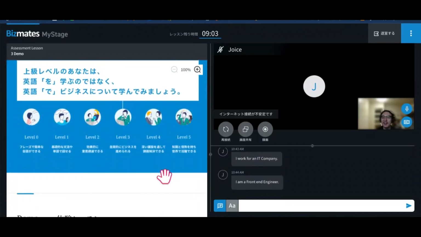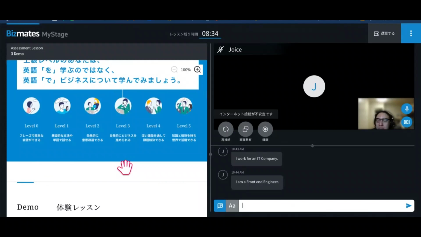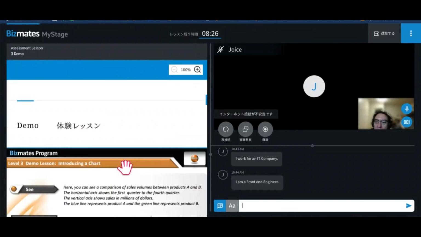All right, so these are our different levels here at Bizmates: Level 0, 1, 2, 3, 4, 5. You are here in Level 3. This is the highest demo that I can give you. But of course, if it is too easy for you, you can always email Bizmates to change your lesson to Level 4 or Level 5. But if this is too difficult for you, you can always let me know so we can move to Level 2. All right, so let us start.